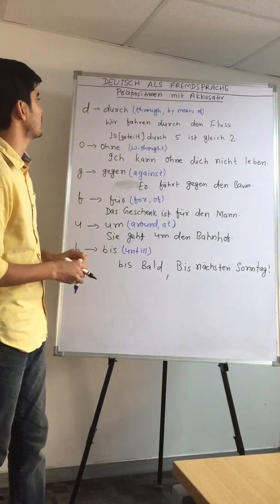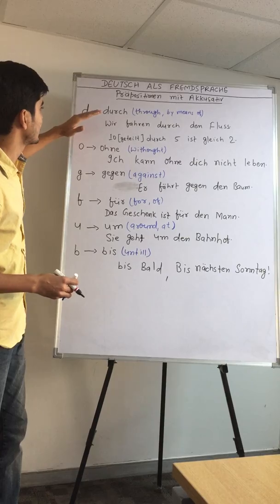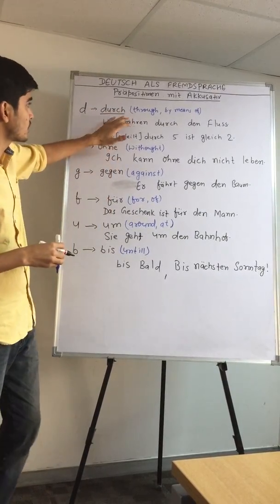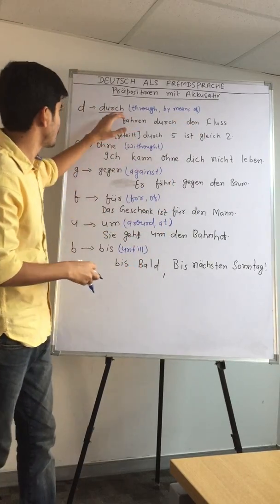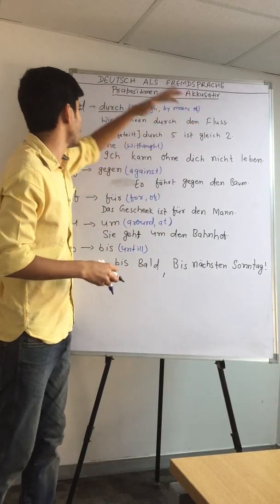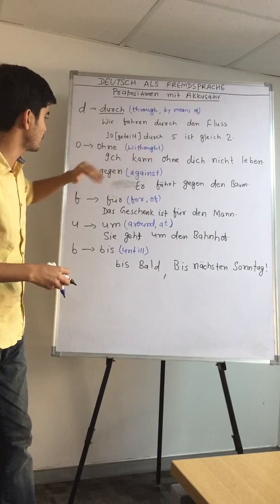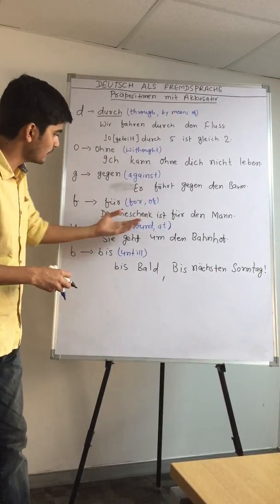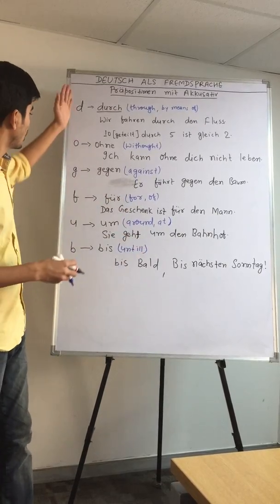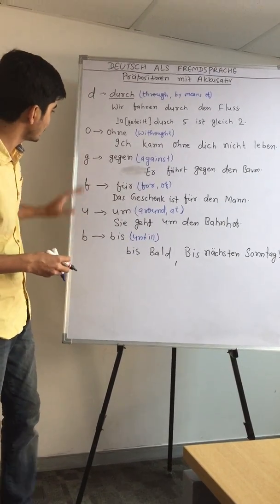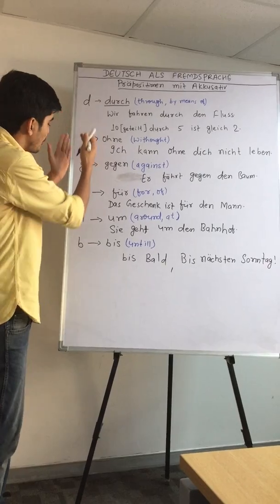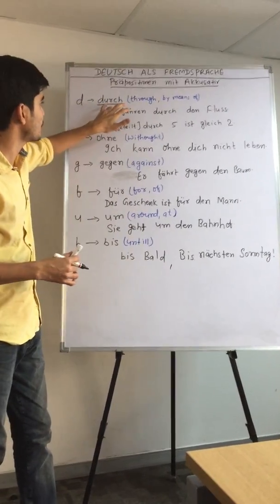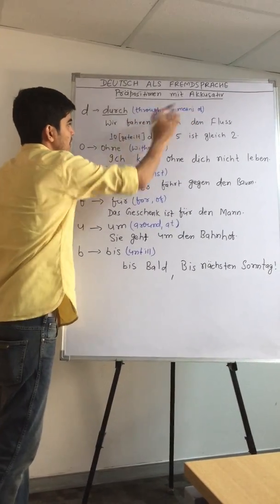The first one is durch. Durch means through or by means of. Ohne, without. Gegen, against. Für, for. Um, around. Bis, until. Dog food. You can memorize it as dog food. So the D means durch. Durch means through or by means of.